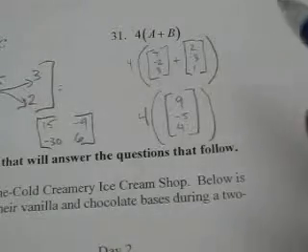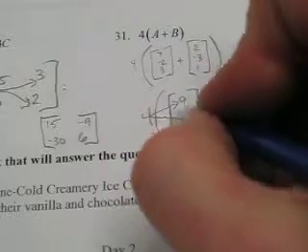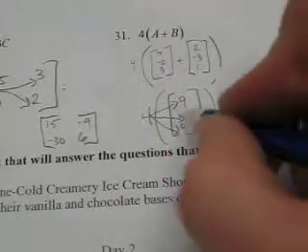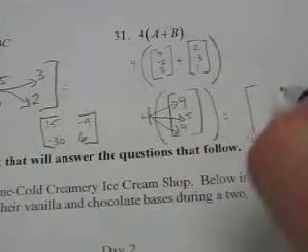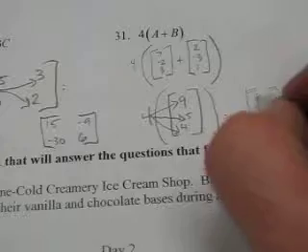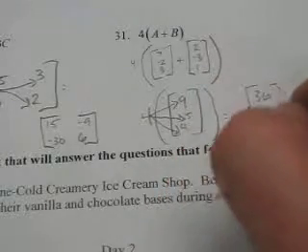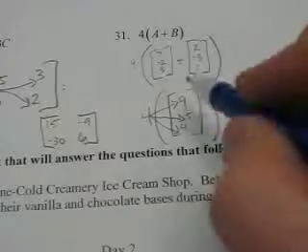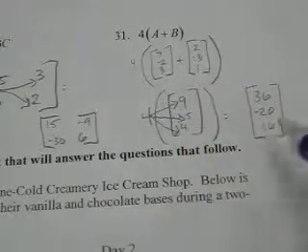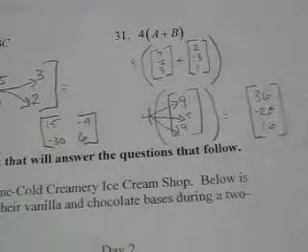Now it's just like number 30. We're distributing that 4 to every piece of the matrix. Our result is going to be a matrix that's the same dimensions as the one we started with. So 4 times 9 gives us 36. That goes on top. 4 times negative 5 gives us negative 20. That goes in the middle. And 4 times 4 gives us 16. That goes on the bottom. So our answer to 31 is the matrix that looks like that.